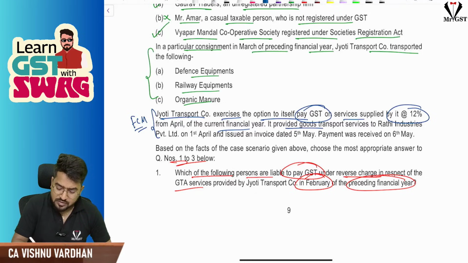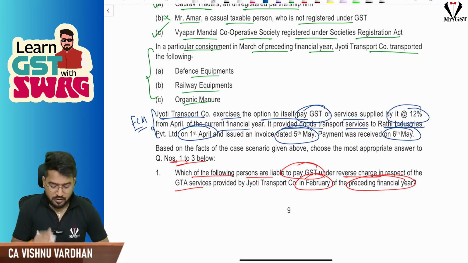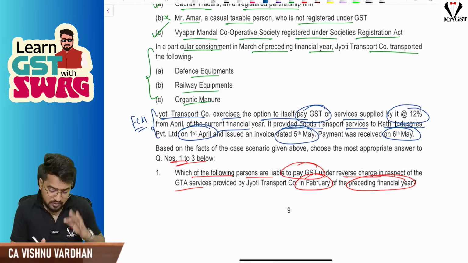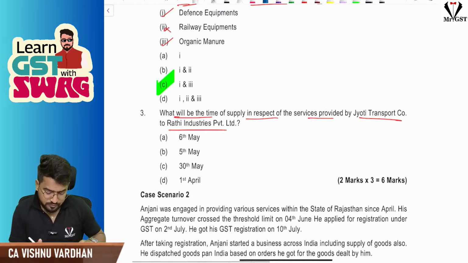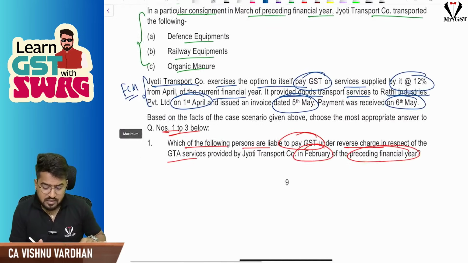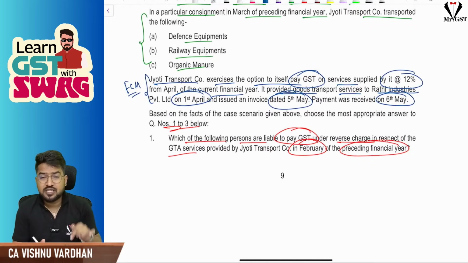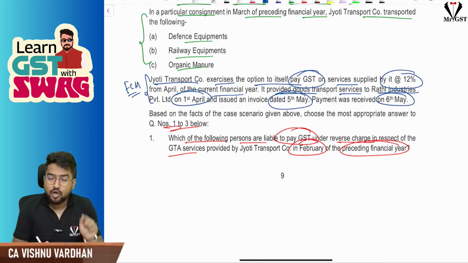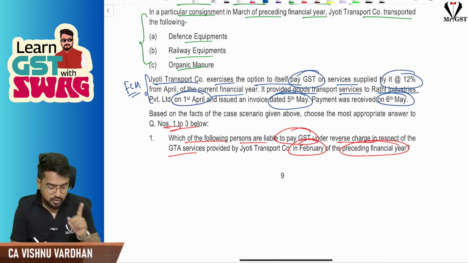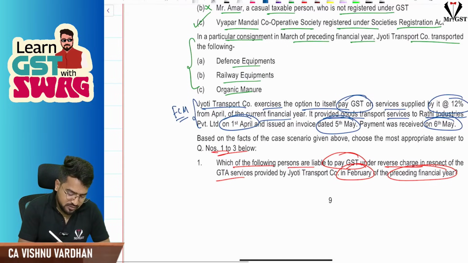It provides goods transport services to Rathi Industries on 1st April, issued invoice on 5th May, payment on 6th May. Now please understand, this is service. So obviously they have asked time of supply for this, correct? Time of supply. This is service and this is not covered under RCM. Understand here, GTA has taken the option to pay it under FCM. So you should not use section 13 subsection 3. So it is 13 subsection 2.